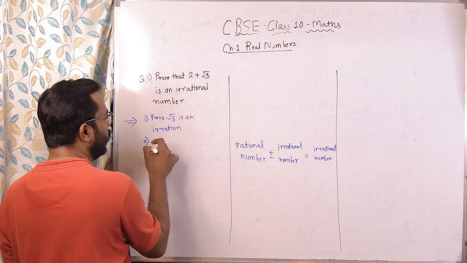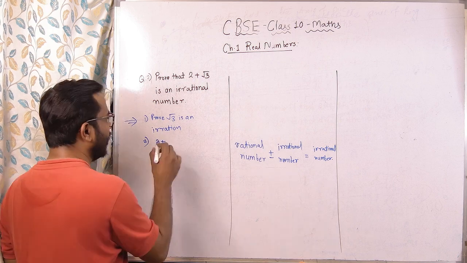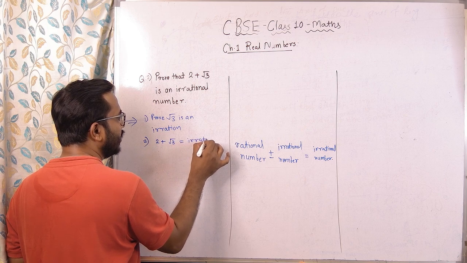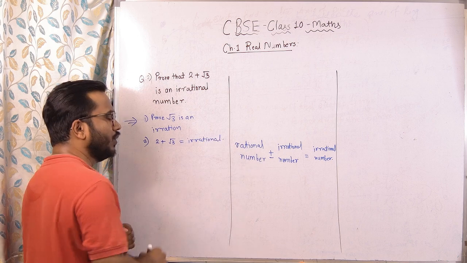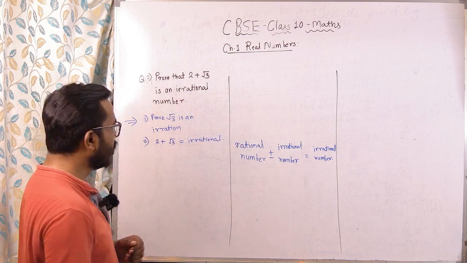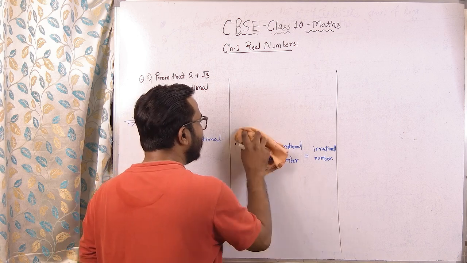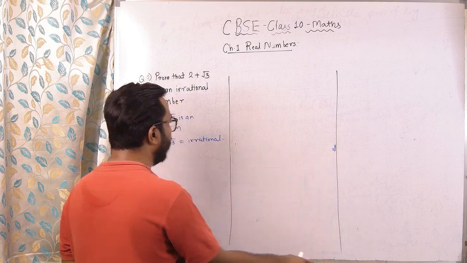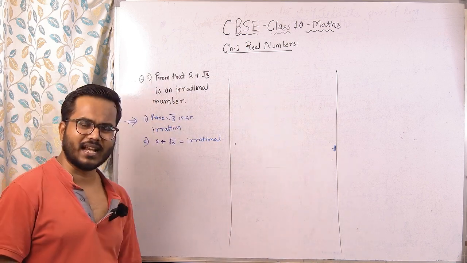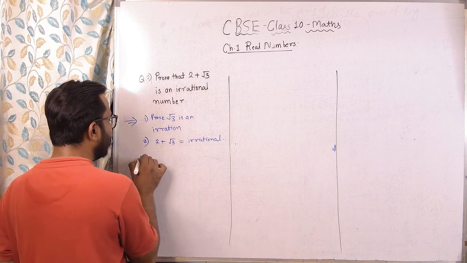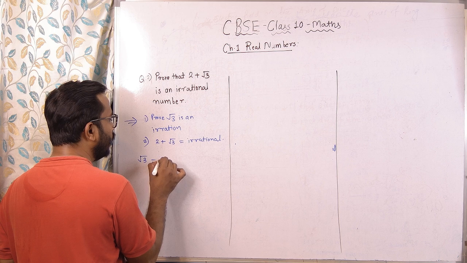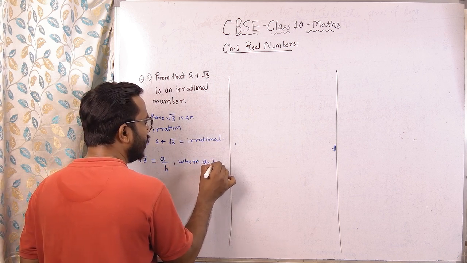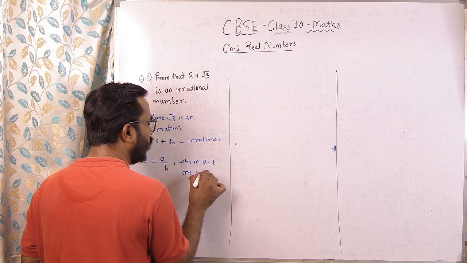If I add 2, which I clearly know is a rational number, to root 3, the answer will be irrational. This is the simple funda that we are going to use. So let's start by proving root 3 is an irrational number. I'm erasing this part. In the last class, we learned that I can say root 3 equals a by b, where a and b are co-prime integers.